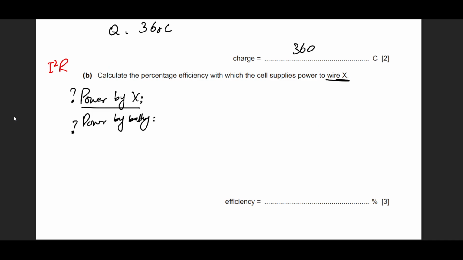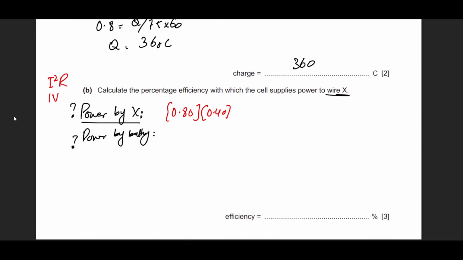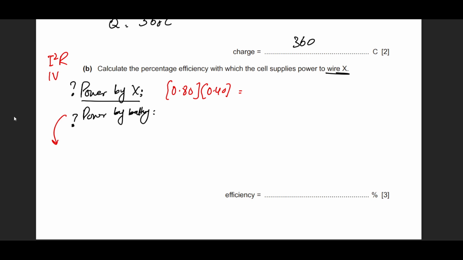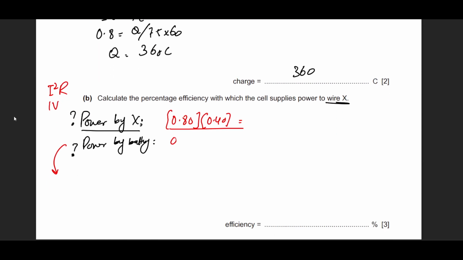So power consumed by the wire, at least at X, would be simply found by IV. So it is 0.80 amperes, and the resistance of the wire itself is 0.4 ohms. Very straightforward. No problems at all. But what about the power of the battery, right? So power of the battery is 0.48 volts being provided at 0.8 amperes. So that would have gone by 0.80 current multiplied by the voltage of the battery, irrespective of who's using it and who's not. Okay. So we come down to this, and then we multiply this with 100. Let's try to do that. Let's see what we get.